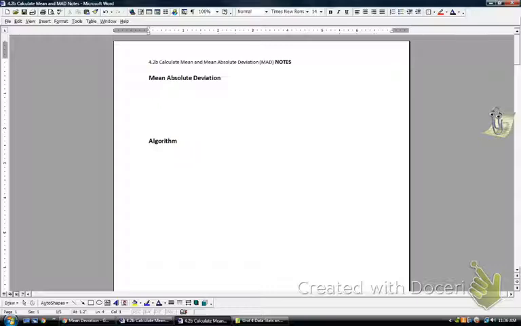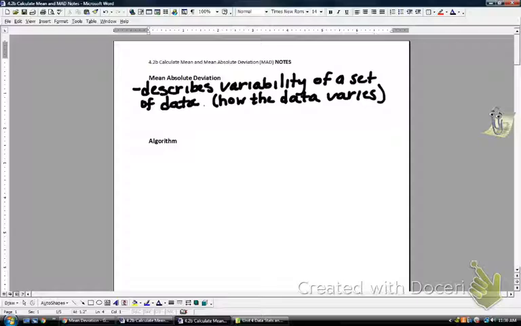First, we're going to get down our vocabulary. Our first vocabulary word is mean absolute deviation. The first part of this definition is mean absolute deviation describes the variability of a set of data. What that means is it's going to tell you how the data varies.